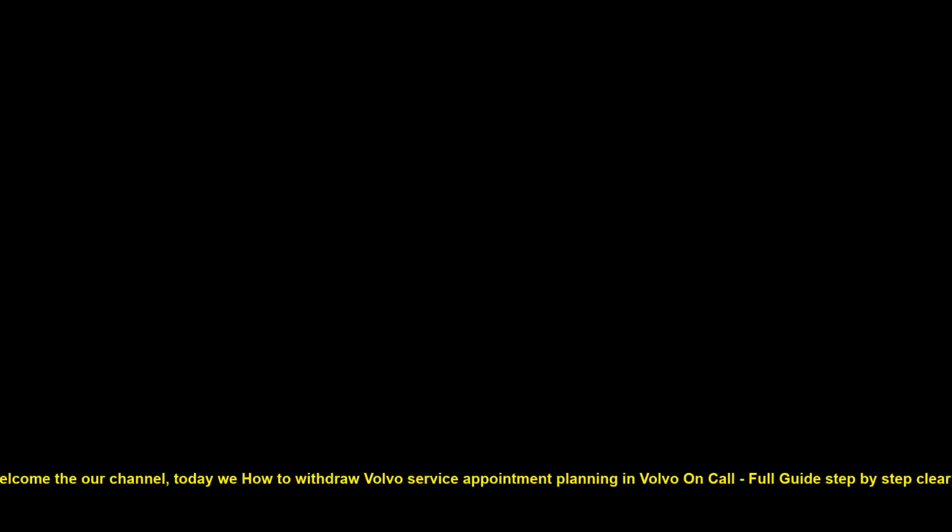Welcome to our channel. Today we'll show how to withdraw a Volvo service appointment planning in Volvo On Call, a full guide step by step clearly. Open the Volvo On Call app on your smartphone. Log in using your registered account credentials. Once you're on the home screen, locate the service section. Tap on Service Appointment. You should see a list of scheduled service appointments.